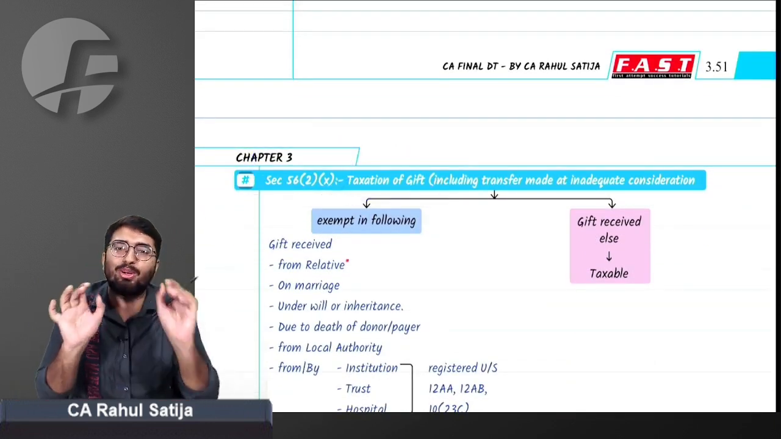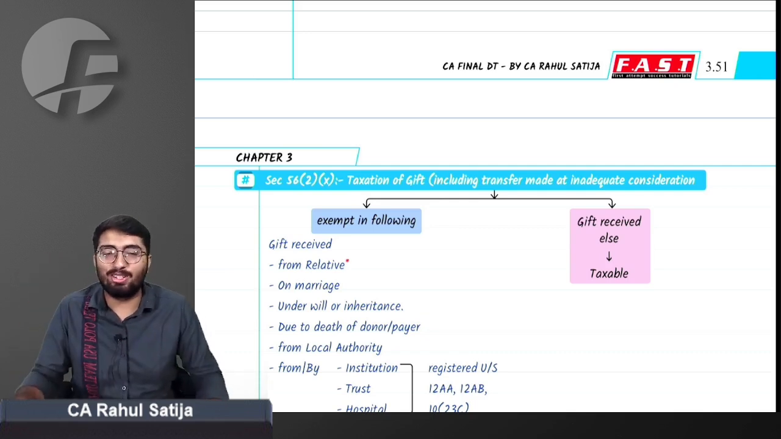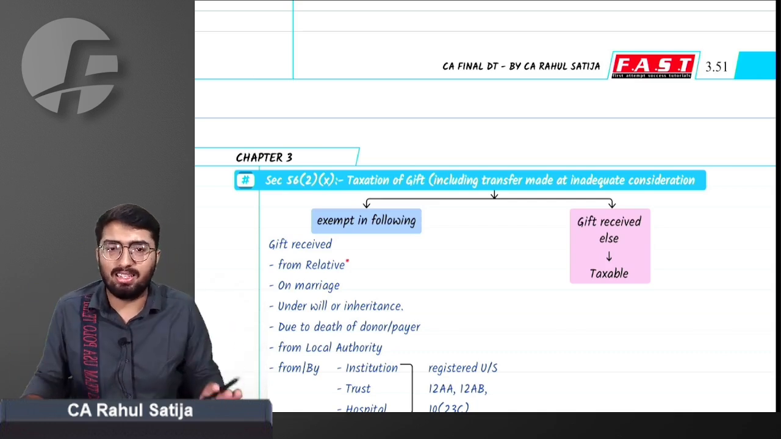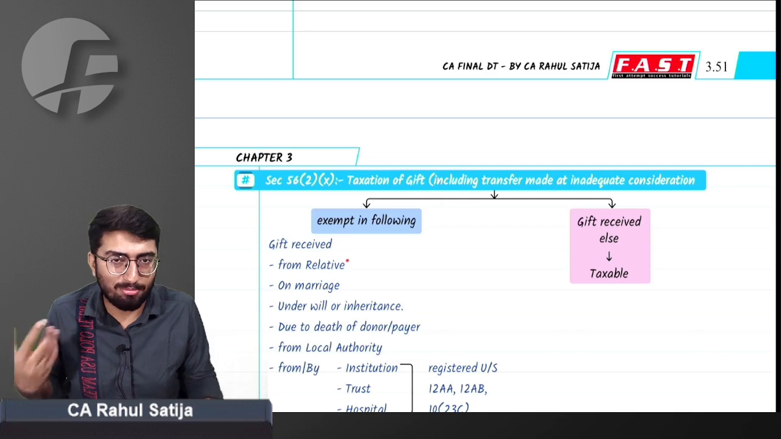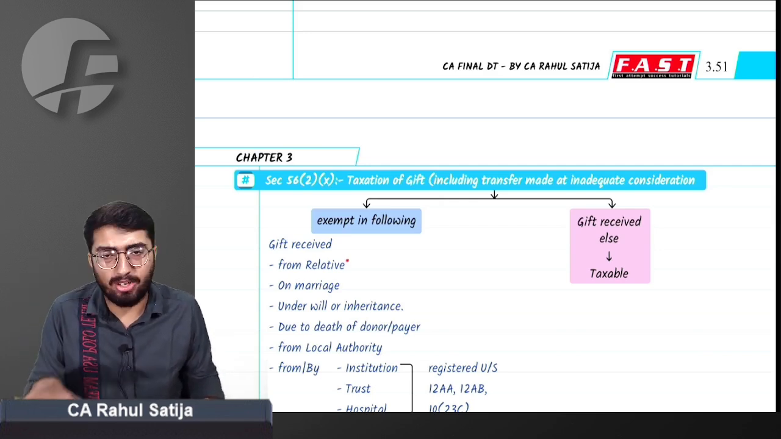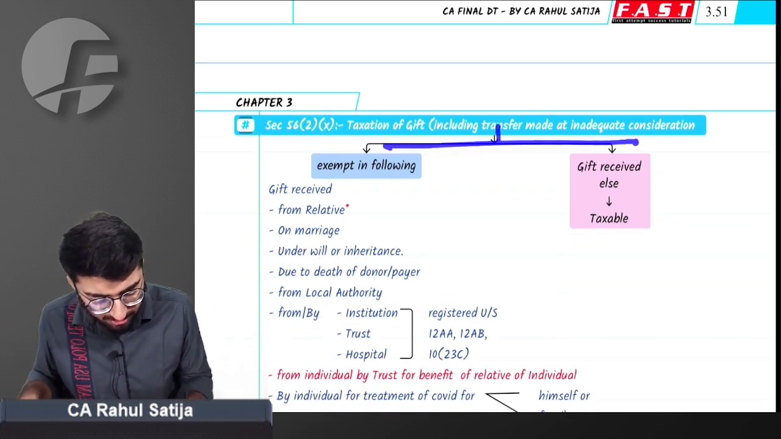The most beautiful point is taxation of gift. Taxation of gift is the most important topic of this chapter, and you need to be very much aware while studying this topic. I'm here to simplify it for you. So I want your focus for at least half an hour from now.